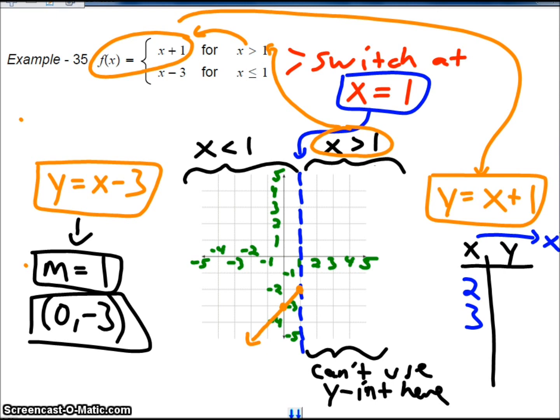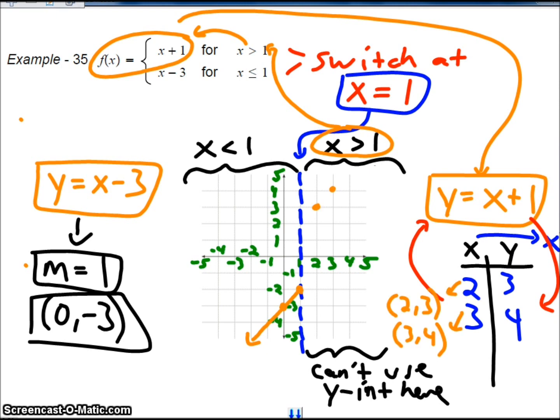Right, so choosing x equals 2, we plug that into the equation. We get 2 plus 1, which will be 3. So y is equal to 3. And choosing x equals 3, we plug that into the equation. We'll get 3 plus 1, which is 4. So I get y is equal to 4. And so that gives me a couple of points that I can graph. So that gives me the point (2, 3). And it gives me the point (3, 4). I plot both of those points. And now I have 2 points in the region on the right. And I connect those 2 points using a straight line.